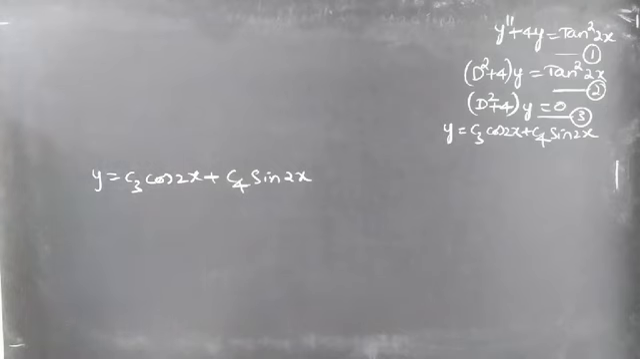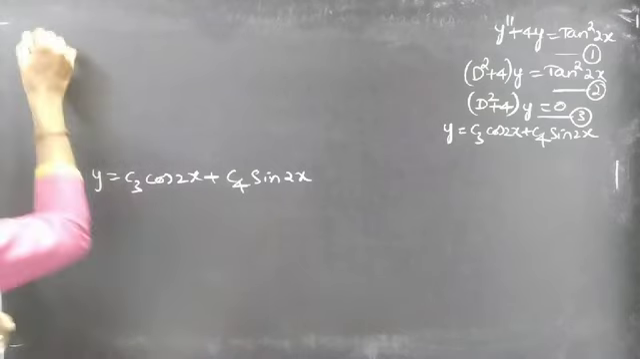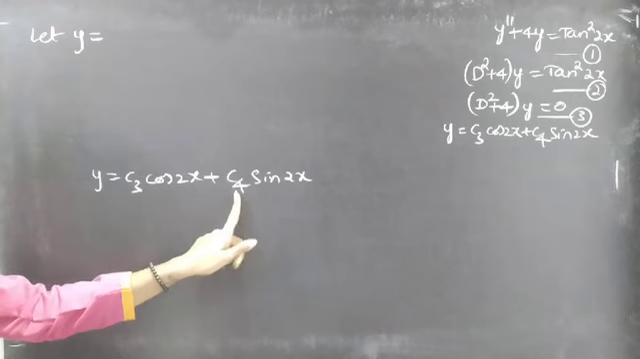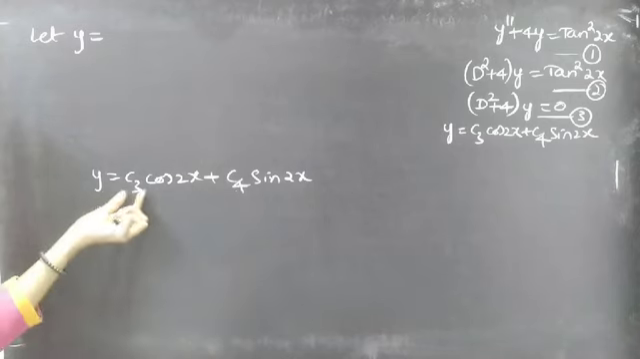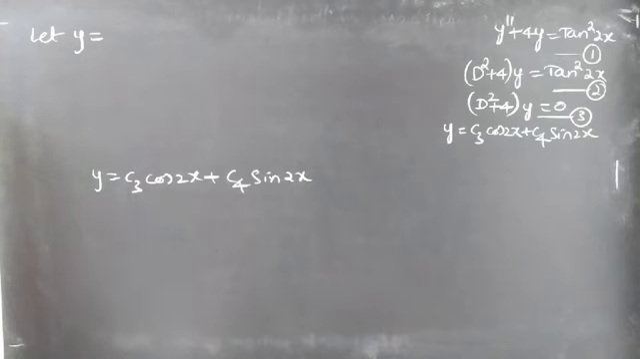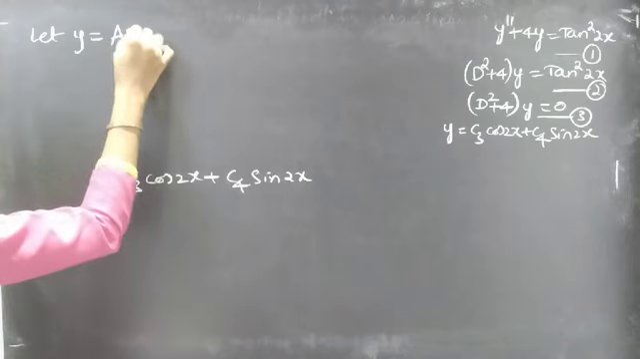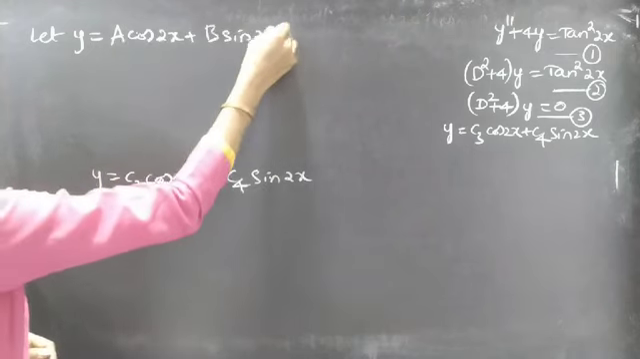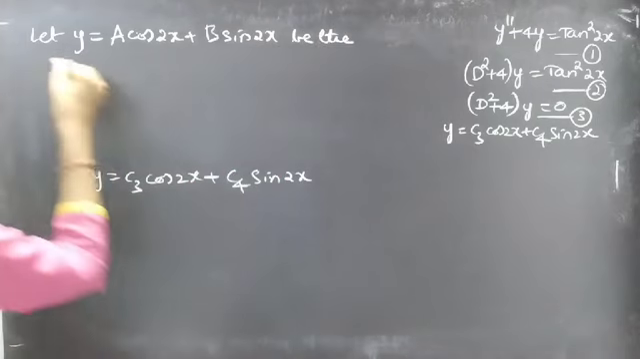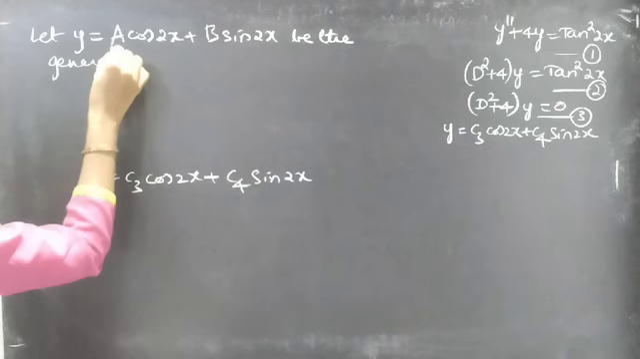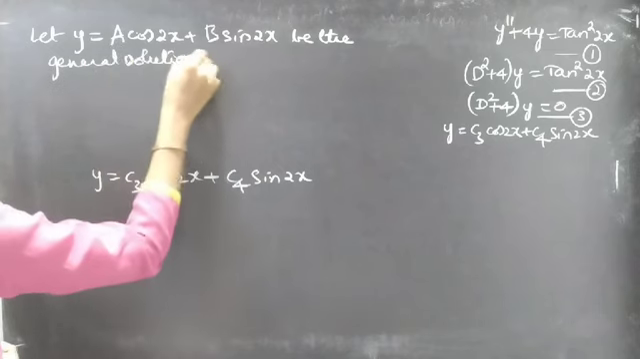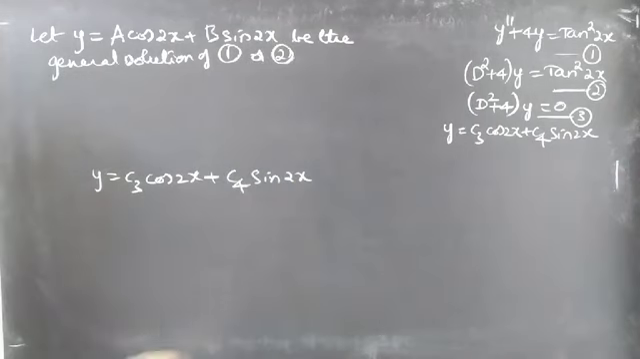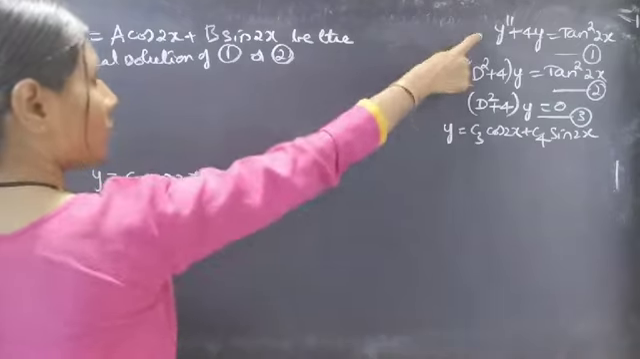We got the solution of the homogeneous equation. Now let y equal to, just replace the constants C3, C4 with functions of x, a and b. We'll replace the constants or parameters with functions of x, a and b. Then we get y equal to a cos 2x plus b sin 2x, the general solution of 1 or 2. Both are the same. This is the operator form of equation 1.